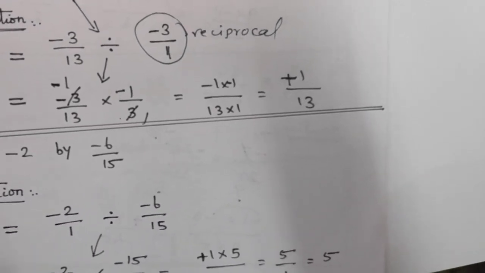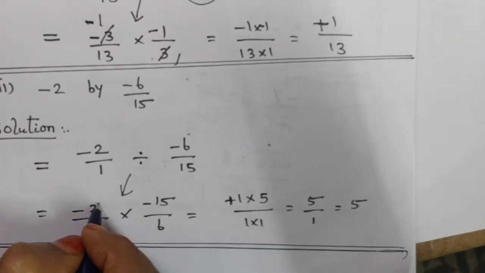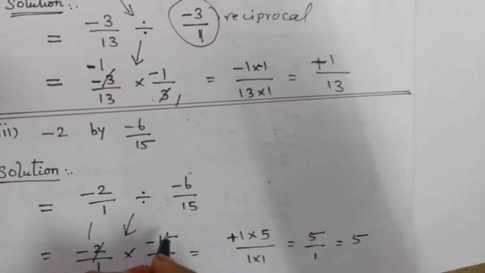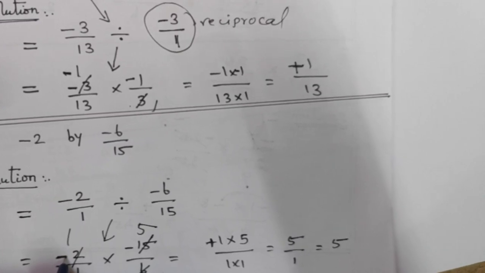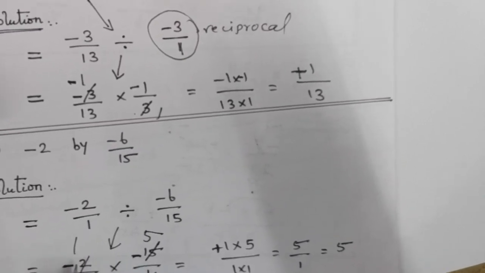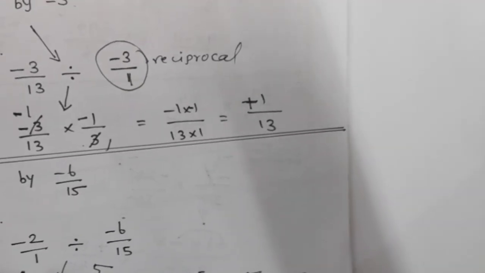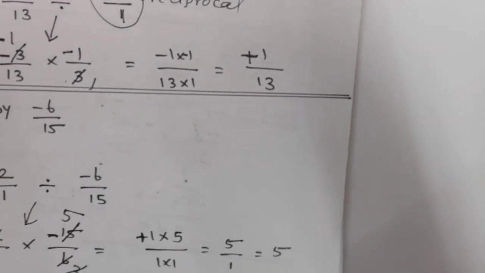Minus 15 by 6. Now 1 2 is 2, 3 2s are 6. 1 3 is 3, 3 5s are 15. Here minus 1, here minus 5. So minus into minus is plus. What is the number? 1 5 is 5. 5 by 1 equals 5.